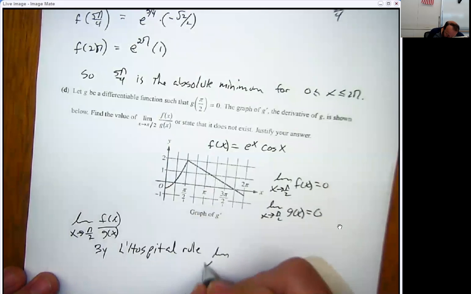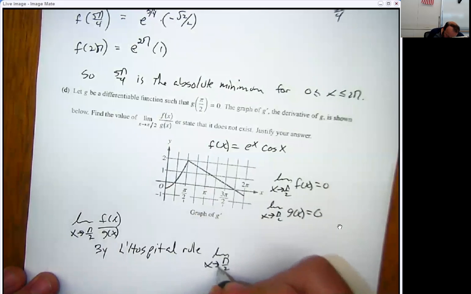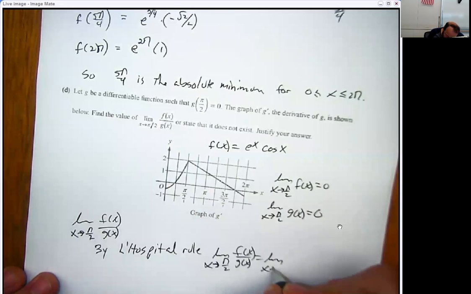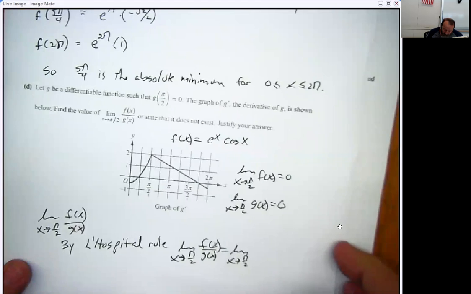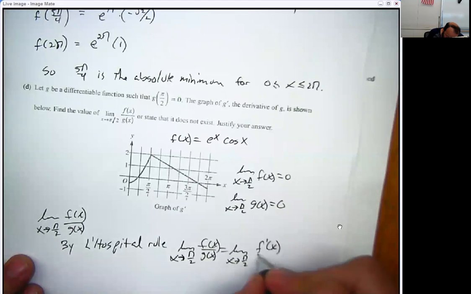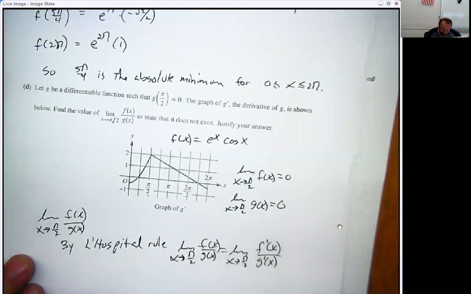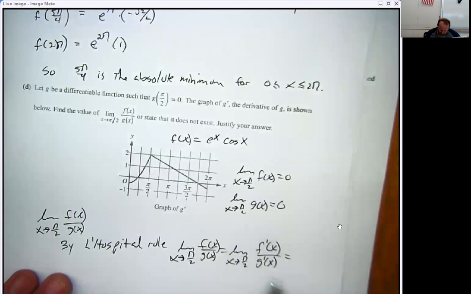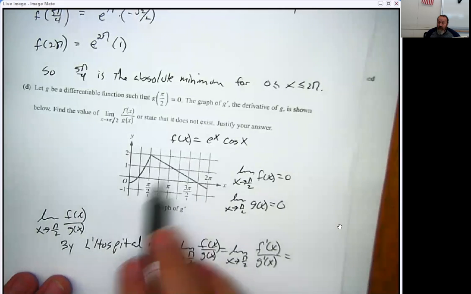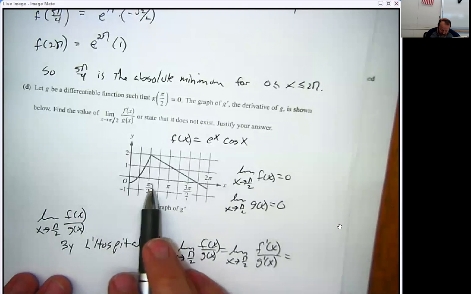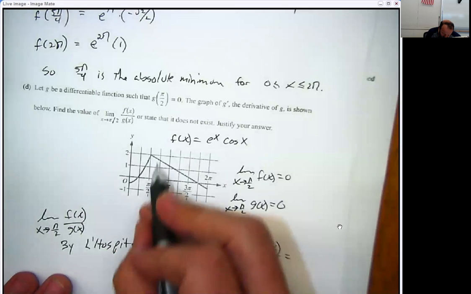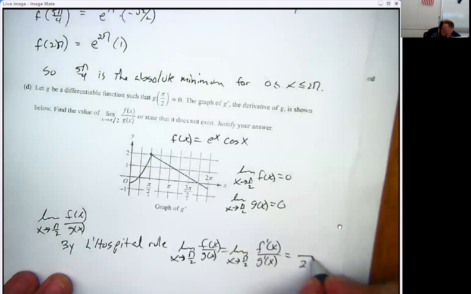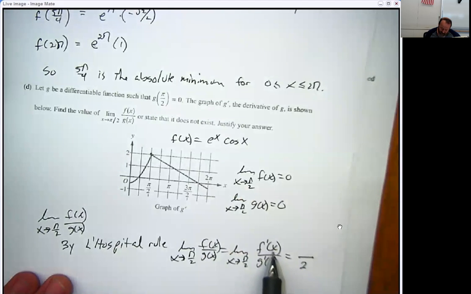the limit as x approaches pi over 2 of f of x over g of x is the same as the limit as x goes to pi over 2 of f prime of x over g prime of x. Well, that actually makes life a little bit easier because as I get closer and closer to pi over 2 on g prime, which is the graph they gave me, this looks like g prime gets really, really close to the number 2 right there.